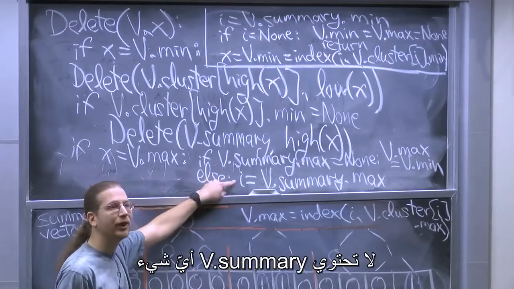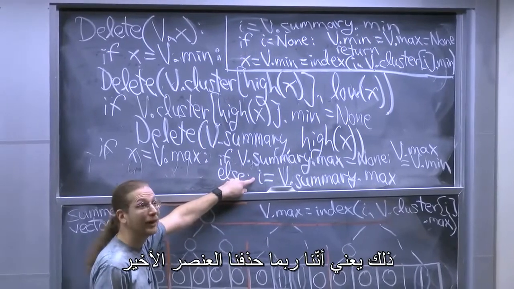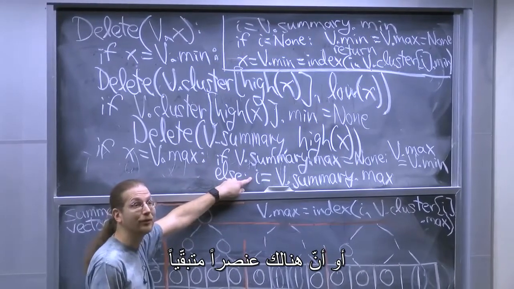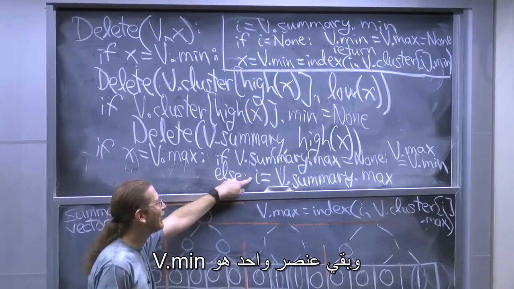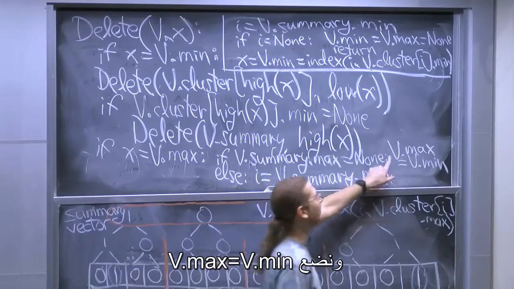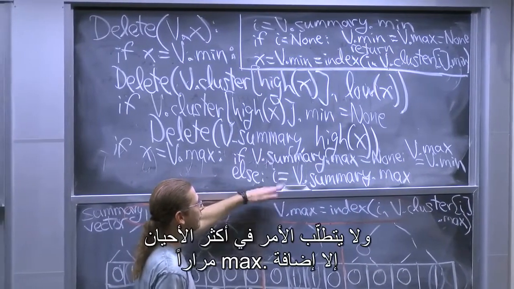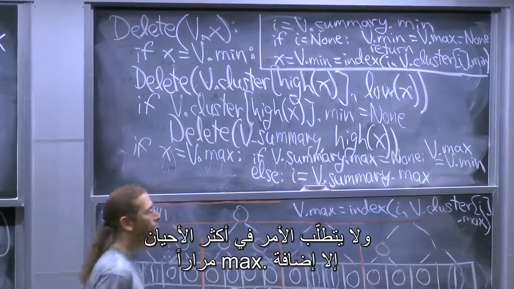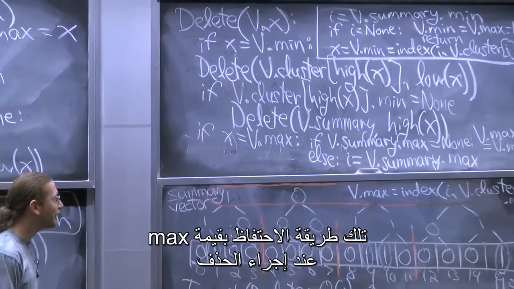Maybe there actually is nothing in v.summary. That means we just deleted the last item, I guess. Or there's only one left. We deleted the next to last item. Now there's only one item left, namely v.min. So we set v.max equal v.min. So that's a special case. But most of the time, you're just doing a couple .maxes, and you're done. So that's how you maintain the maxes, even when you're deleting.